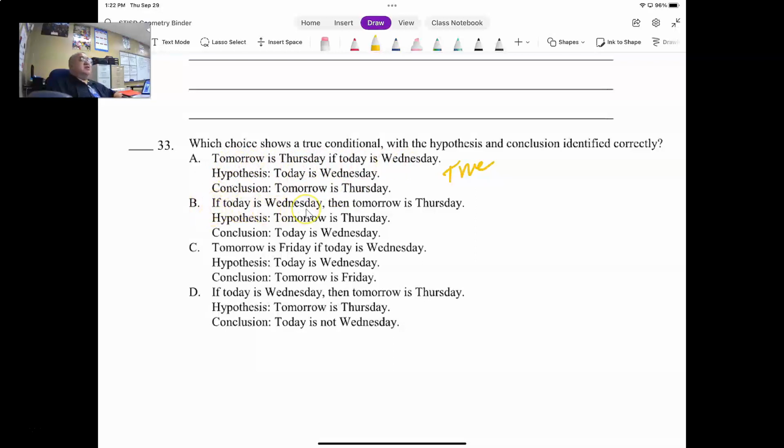If today is Wednesday, then tomorrow is Thursday. What's the hypothesis? Tomorrow is Thursday. No, that's a conclusion, so that one would be false. Tomorrow is Friday if today is Wednesday. So the hypothesis is today is Wednesday, the conclusion is tomorrow is Friday, but that's not true. That's a false statement, because tomorrow isn't Friday. Tomorrow would be Thursday. If today is Wednesday, then tomorrow's Thursday. Hypothesis, tomorrow's Thursday? No, that's a conclusion. They switched it, so that's false. So the only true statement is A.